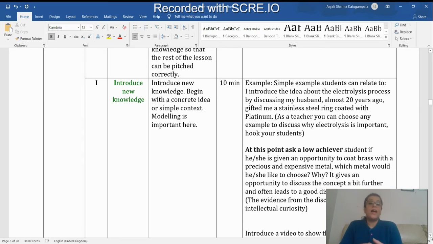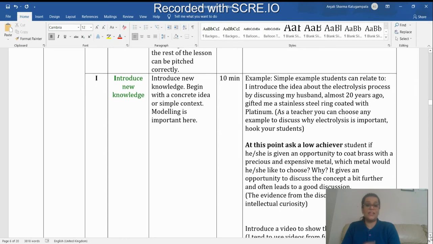It hooks them. And if you know the environment of your class, you can ask a low achiever student which precious metal they would like to coat a spoon with, and why they chose it. That will further give you the opportunity to discuss the concept in detail. I remember once it led to a discussion about how the most expensive metal is palladium, and it's used in cars to make catalytic converters. So sometimes the discussions can go to a different level, and you can include that in your lesson plan, then in your reflection.